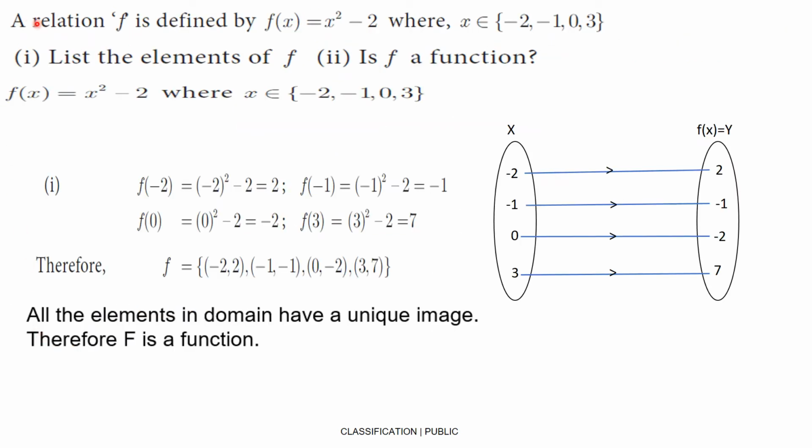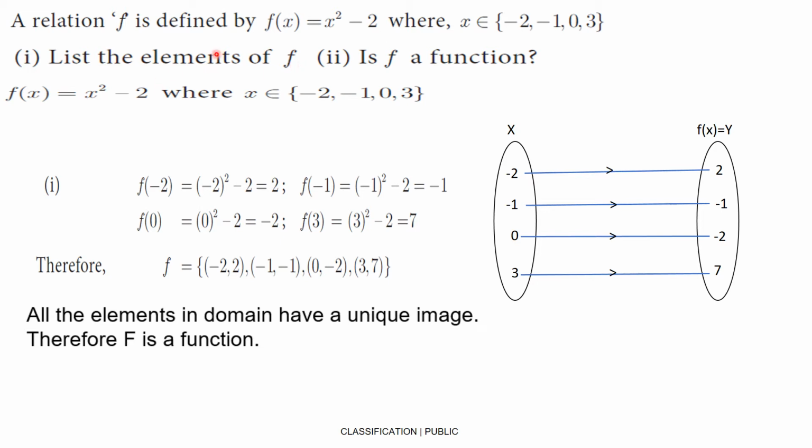Next sum. A relation f is defined by f of x equal to x squared minus 2, where x belongs to {-2, -1, 0, 3}. So we have to list the elements of f first. After that we have to tell whether f is a function or not. First question, list the elements of f.